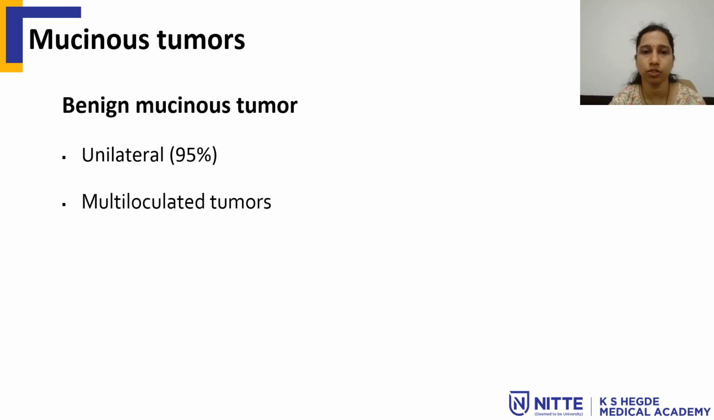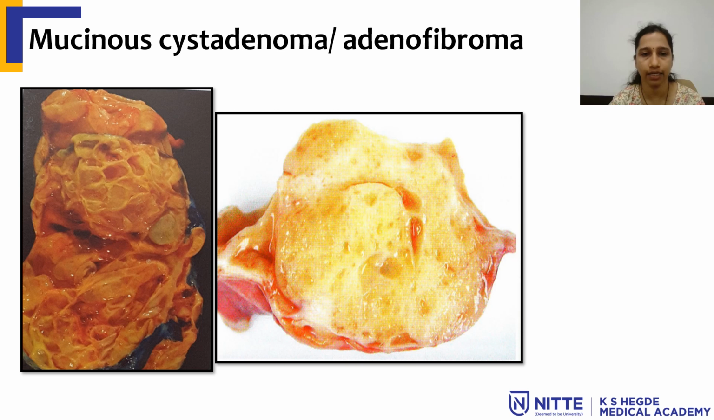Coming to benign mucinous tumors, 95% of these tumors are unilateral and they can be multiloculated, having gelatinous fluid. So the mucinous cystadenomas are predominantly cystic tumors which are multiloculated, having mucinous deposit within the cyst, whereas adenofibromas are predominantly fibrous tumors having few mucin-filled cysts.